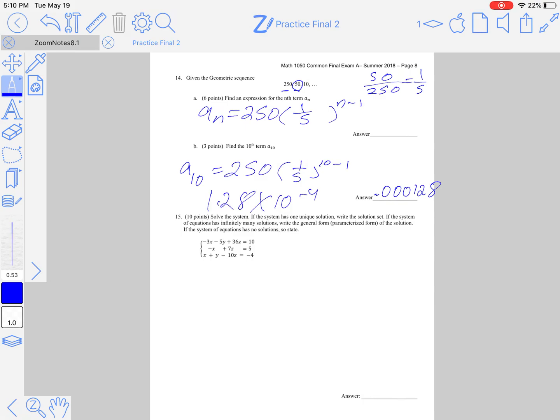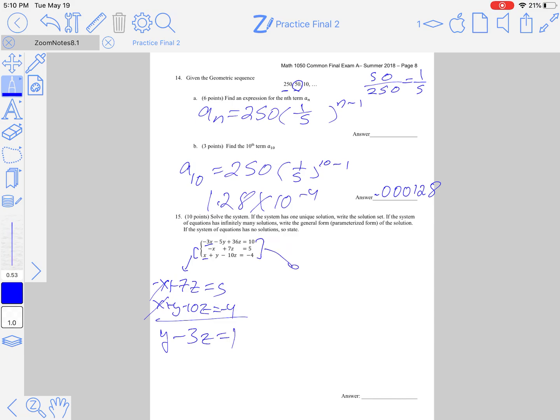If you're going to use elimination, I would tell you to probably eliminate the x, because there's a negative x there and a positive x there. So I'd go to eliminate the x. I'd take these bottom two equations, and I get negative x plus 7z equals 5. And I would take that with x plus y minus 10z equals negative 4. And I would add those together to get rid of the x. So that gives us y minus 3z equals 1.